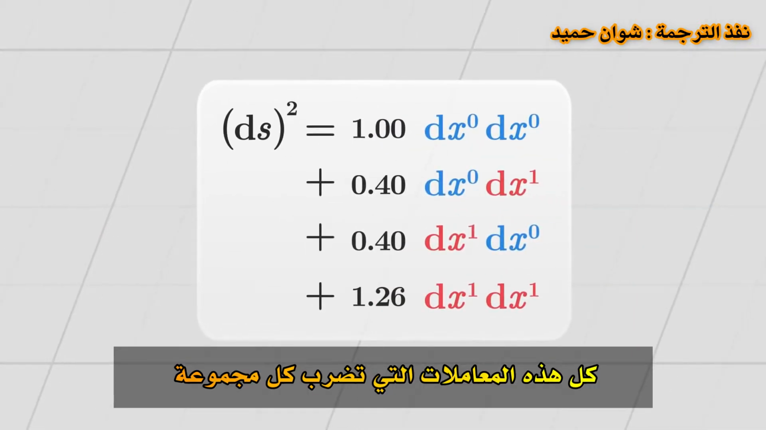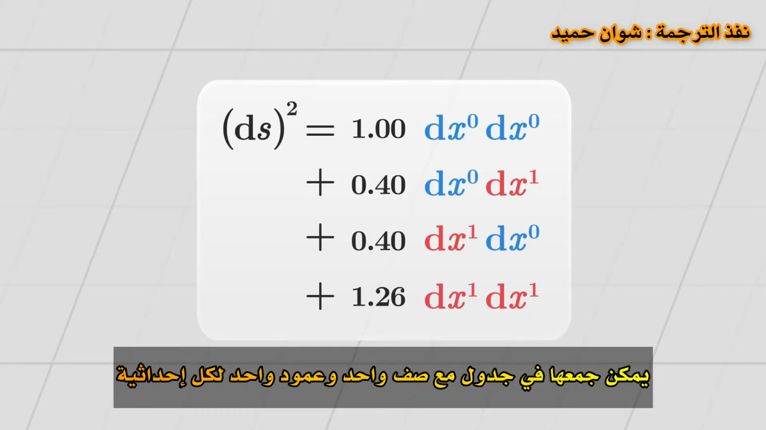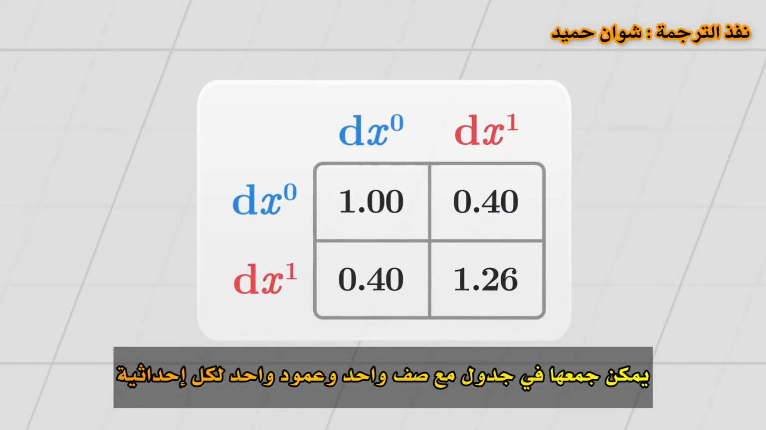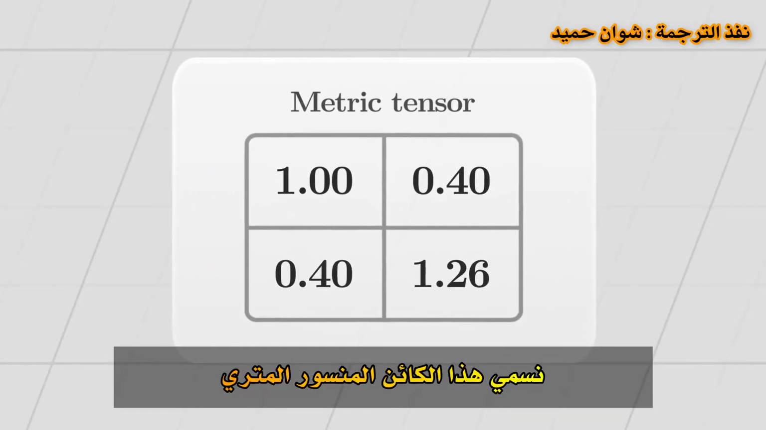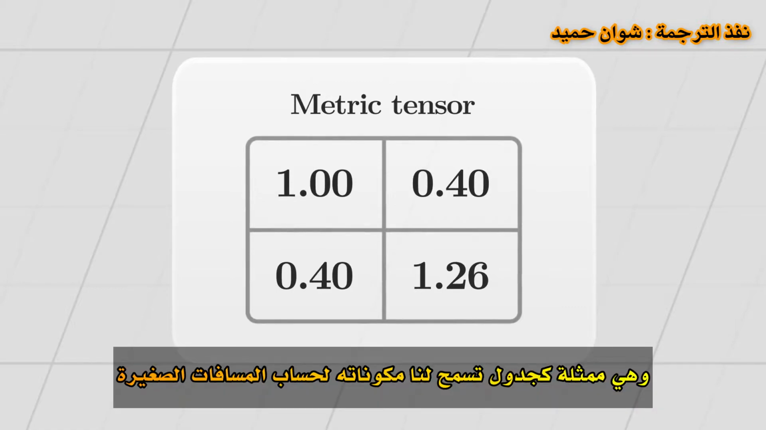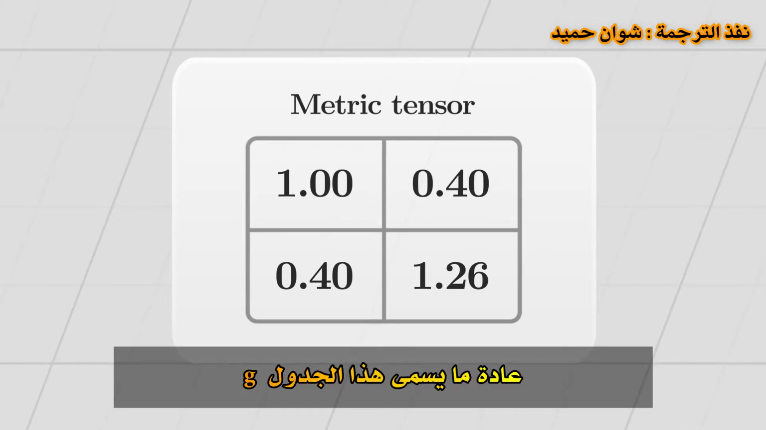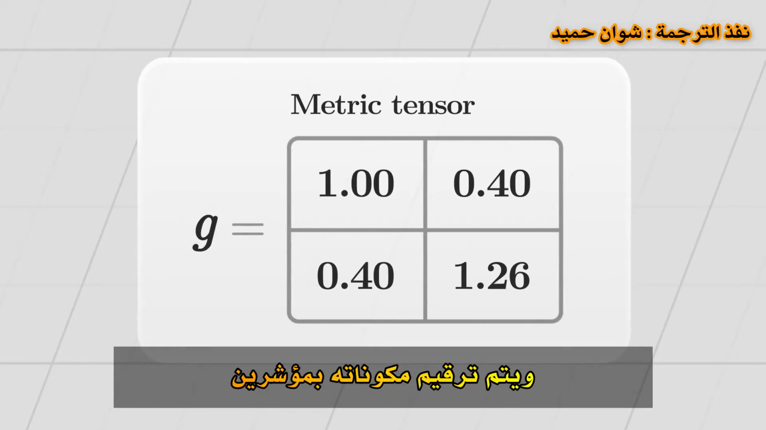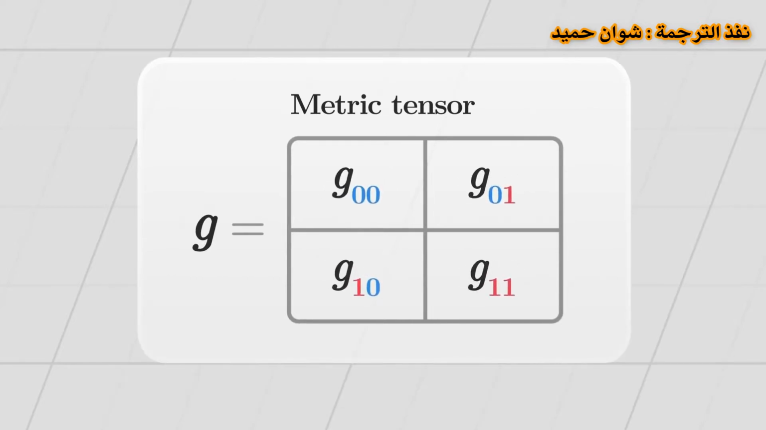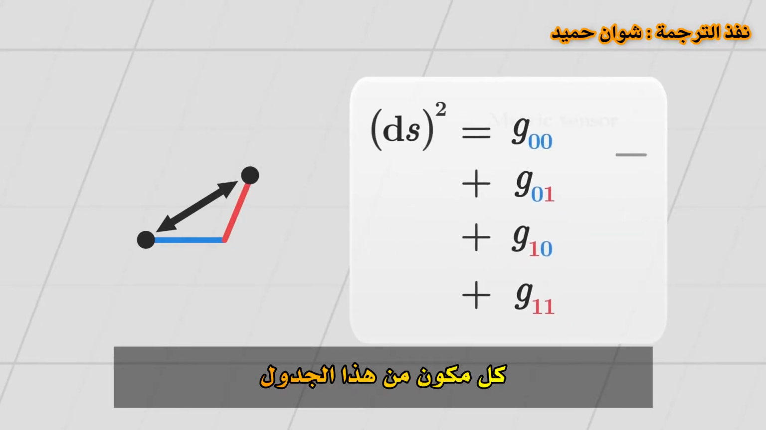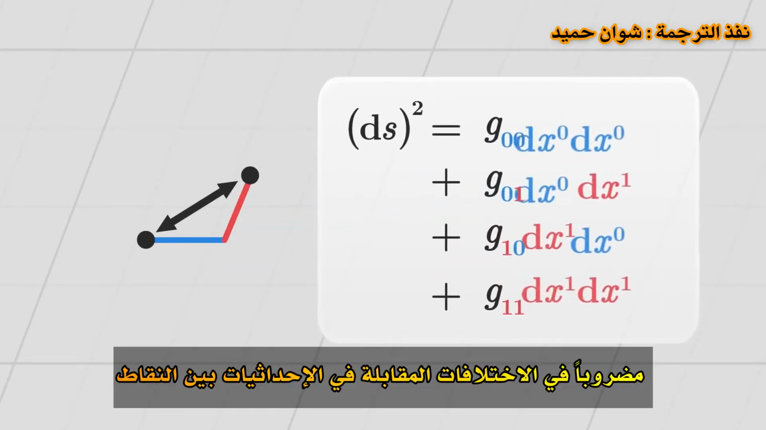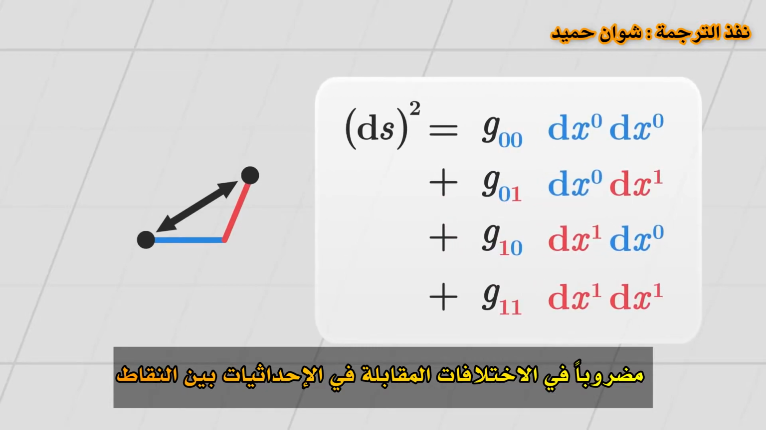All these coefficients which multiply each combination can be brought together in a table, with one row and one column for each coordinate. We call this object the metric tensor. It is represented as a table whose components allow us to calculate small distances. Usually, this table is called G, and its components are numbered by 2 indices. We can therefore write the square of the distance which separates 2 points as the sum of each component of this table multiplied by the corresponding differences in the coordinates between the points.